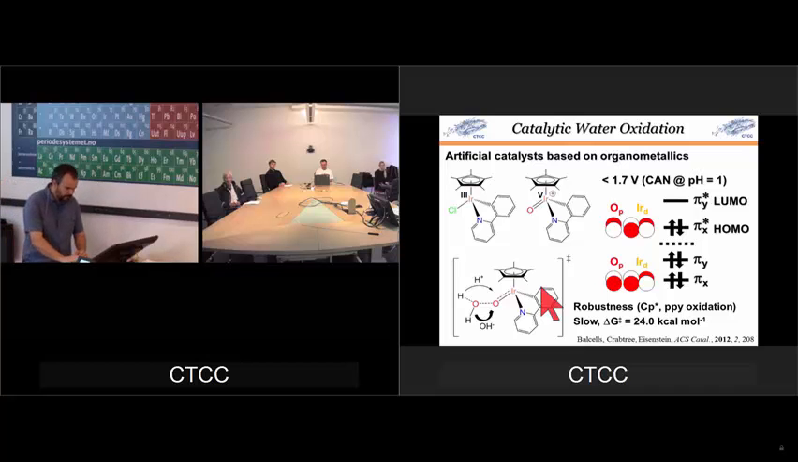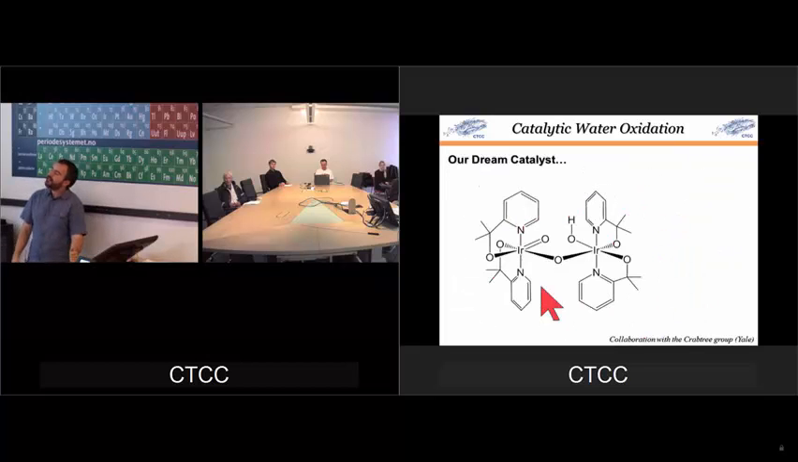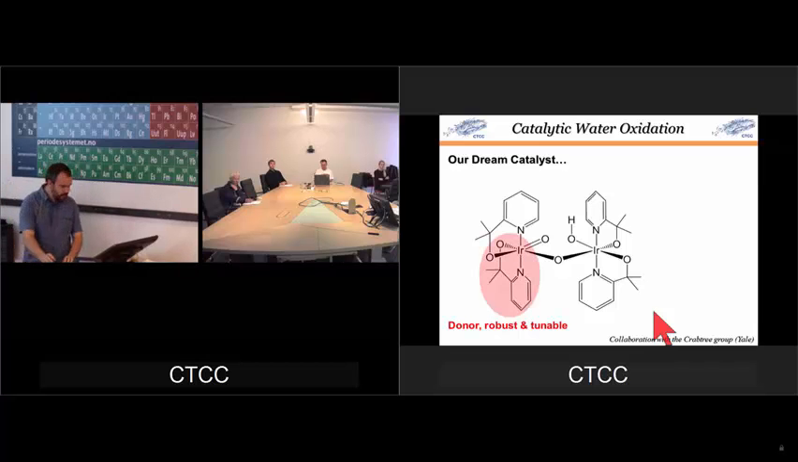So then we thought, okay, let's try to dream a bit about what would be the ideal catalyst for this reaction. And so this is the system we're trying to engineer here. It's based on a dinuclear complex that we are trying to develop in collaboration with Curie group. And so why we like it? Why we think it's ideal for water oxidation? Well, because of the following reasons. First of all, it's based on these pyridine alkoxide ligands, which are known to be strong donors, and that's important to stabilize high oxidation states, which is what we need for water oxidation.